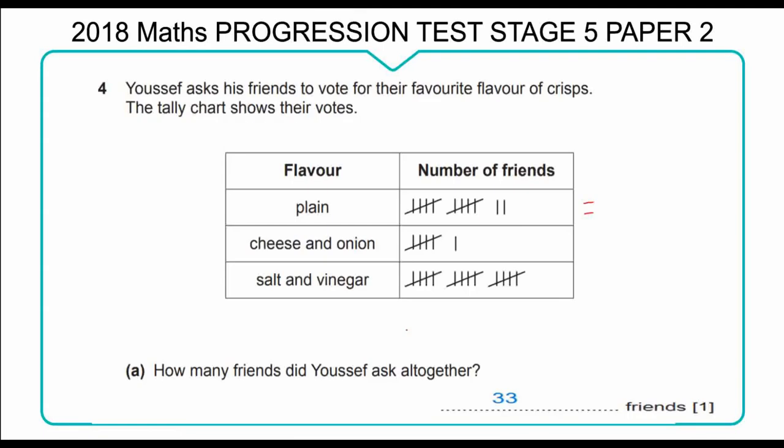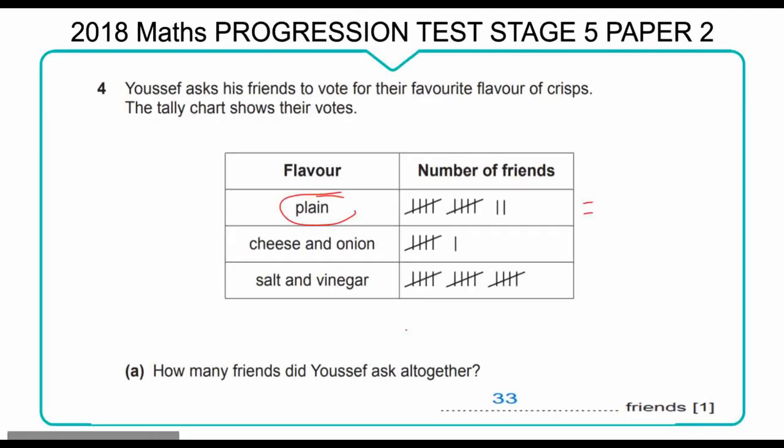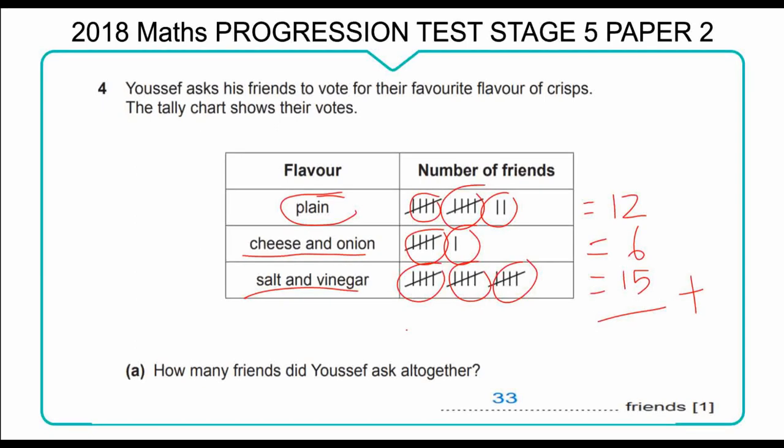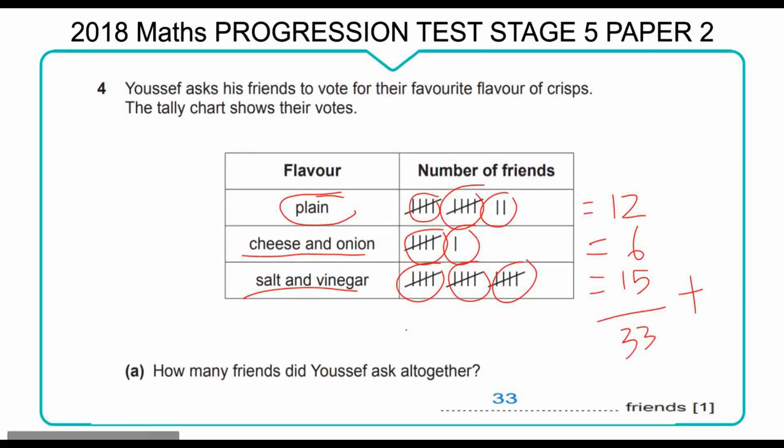For plain, we got 5 plus 5 plus 2, which is 12. For cheese and onion, we got 5 plus 1, that is 6. For salt and vinegar, we got 5 plus 5 plus 5, that is 15. Now we can add these all together. 12 plus 6 is 18. 18 plus 15 is 33. That's how we got 33. Let's move on.